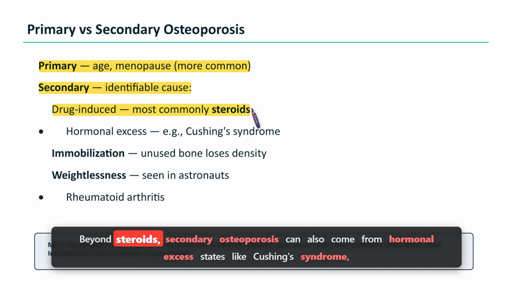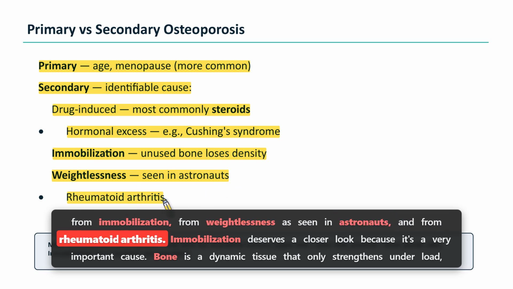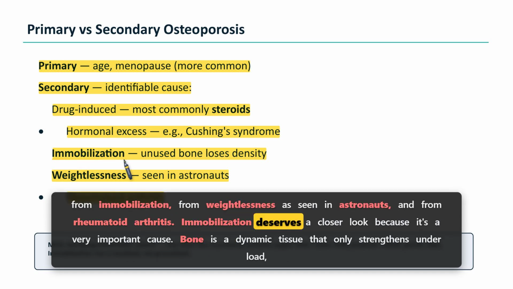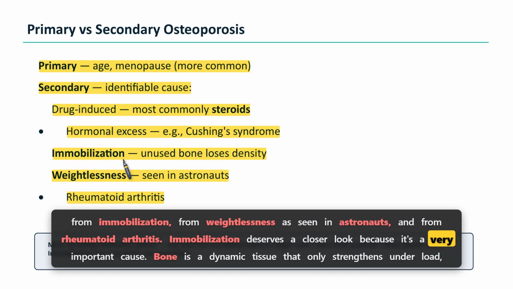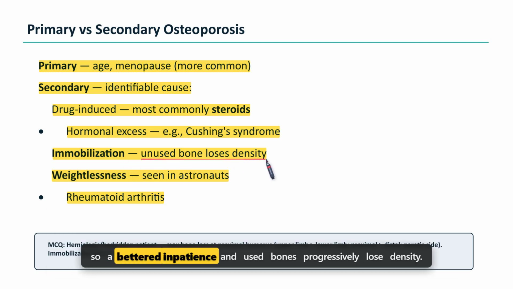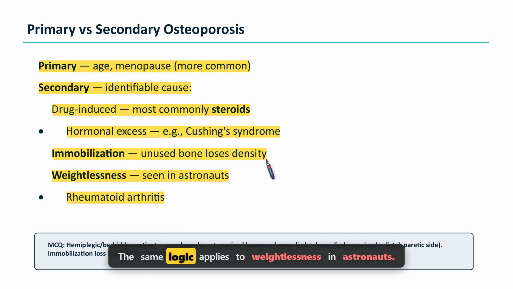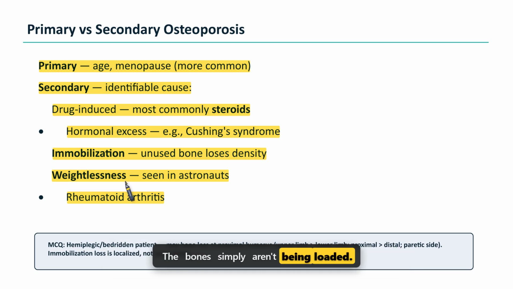Beyond steroids, secondary osteoporosis can also come from hormonal excess states like Cushing's syndrome, from immobilization, from weightlessness as seen in astronauts, and from rheumatoid arthritis. Immobilization deserves a closer look because it's a very important cause. Bone is a dynamic tissue that only strengthens under load, so bedridden patients and unused bones progressively lose density. The same logic applies to weightlessness in astronauts. The bones simply aren't being loaded.